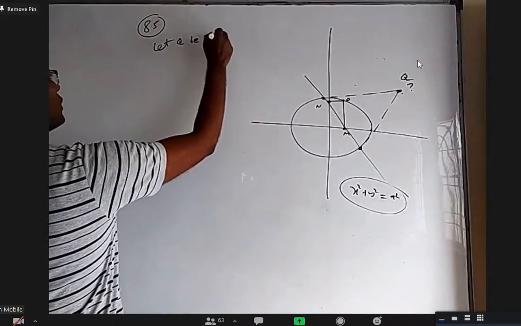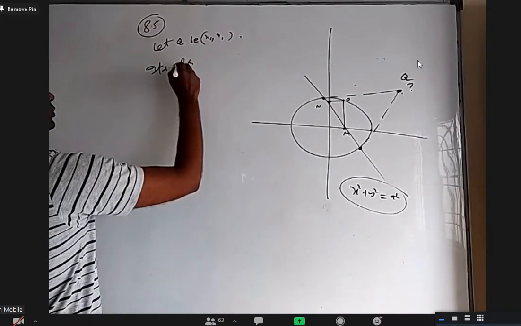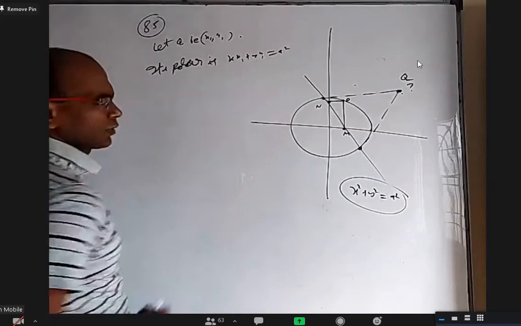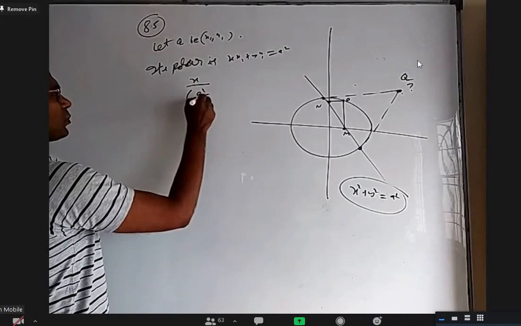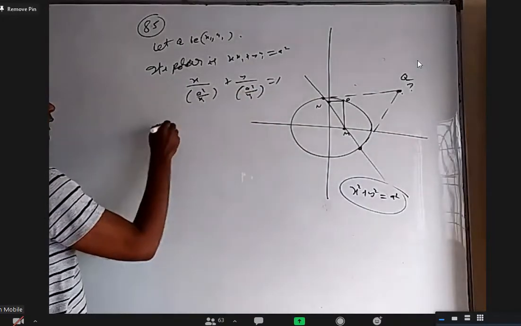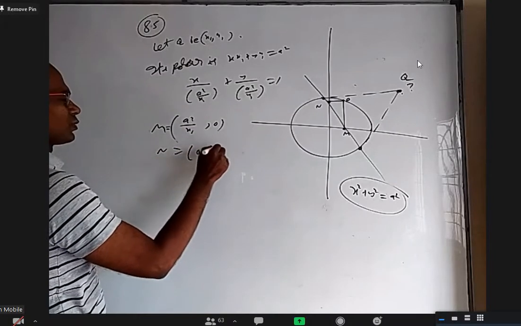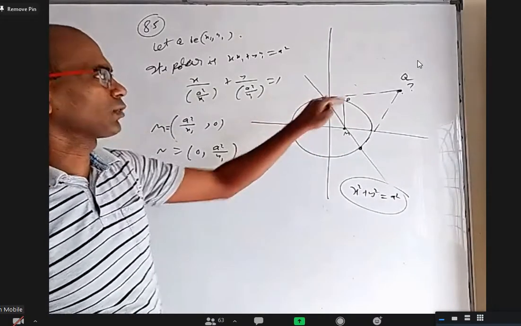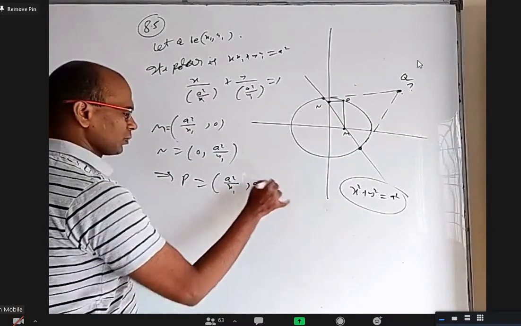Let Q be (x1, y1). Its polar is x x1 + y y1 = a squared. For the intercepts, if we convert this into intercept form, we get x by (a squared by x1) plus y by (a squared by y1) equal to 1. So M will be (a squared by x1, 0) and N will be (0, a squared by y1). If I know M and N, P will have the same x coordinate as M and the same y coordinate as N. This implies P is (a squared by x1, a squared by y1).